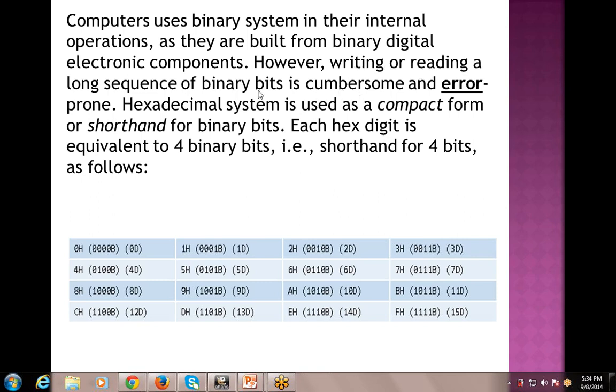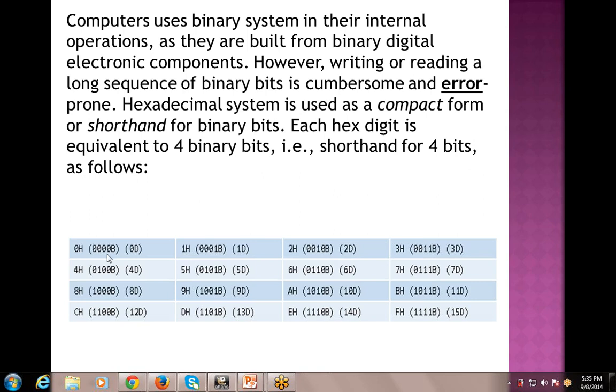However, writing or reading a long sequence of binary digits or bits is cumbersome, a difficult task, and error prone, meaning there are more chances of error. So the hexadecimal number system is used as a compact form or shorthand for binary bits. Each hexadecimal digit is equivalent to 4 binary bits, that is, shorthand for 4 bits, as follows.